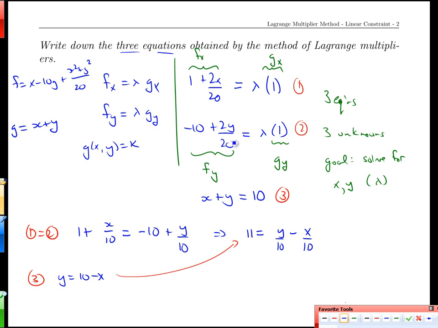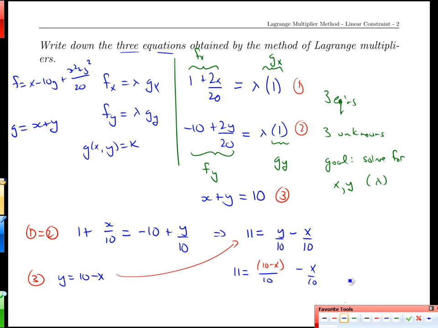It's important to note that you can solve these equations however you like. There are often different routes you can pursue. As long as you get down to x equals and y equals, we're happy. This seems like the most straightforward route for this particular problem, though. So we have y equals, we can sub that in, so 11 equals something over 10 minus x over 10, and that something is 10 minus x.